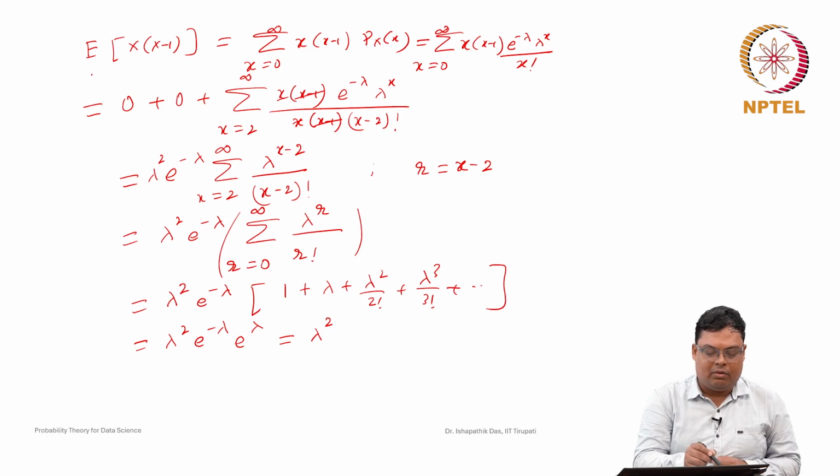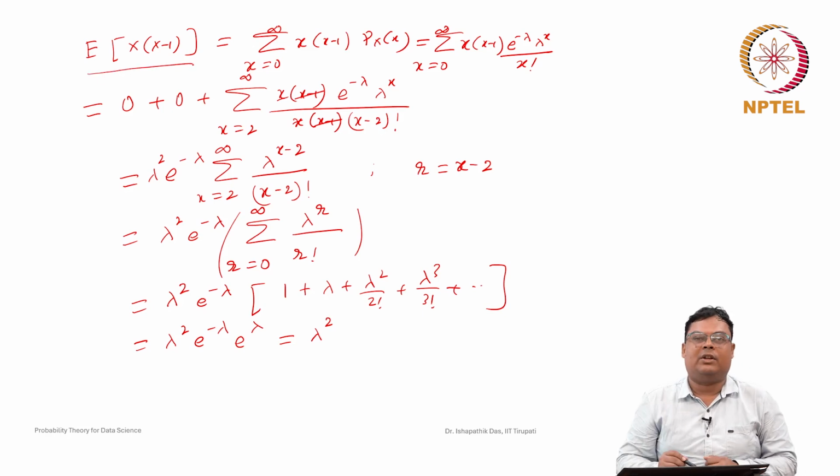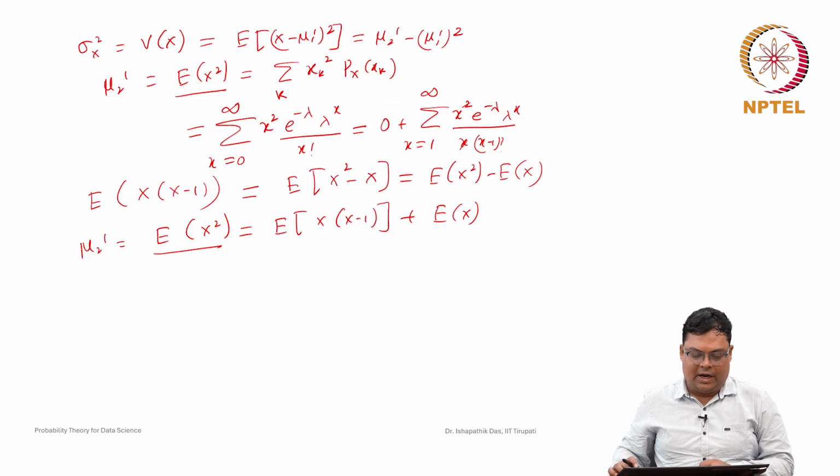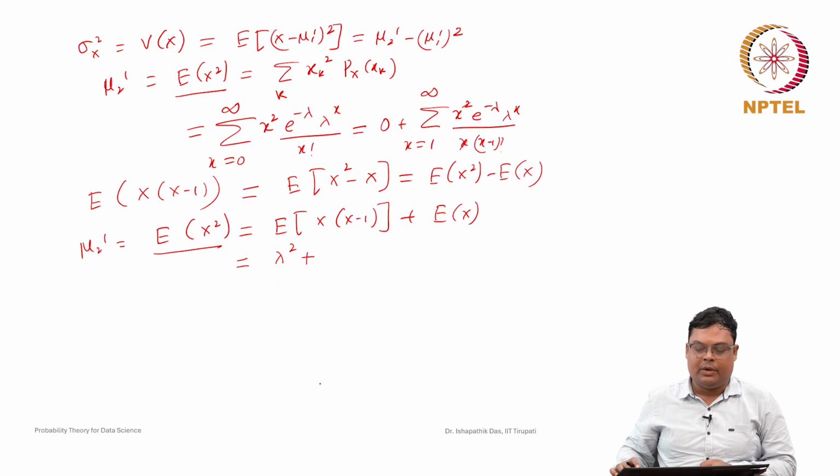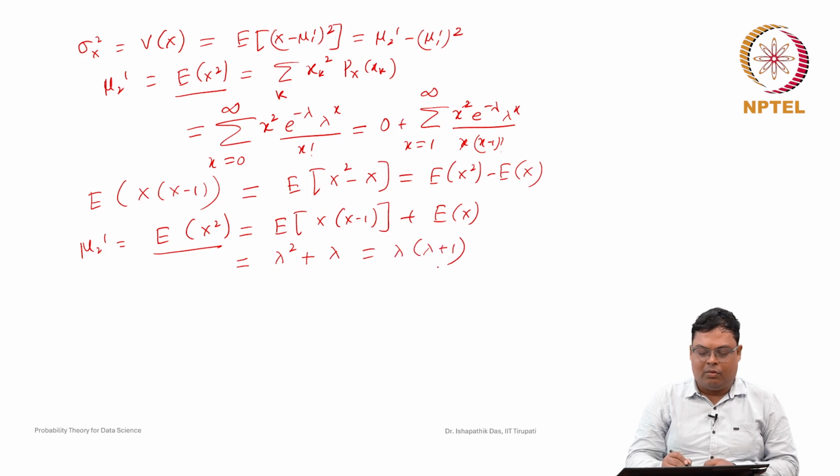So, the expected value of x into x minus 1, what we finally got, is equal to lambda square. Then mu 2 dash is lambda square plus the expected value of x, which we already found to be lambda. So, this is nothing but lambda into lambda plus 1, that is, mu 2 dash equals lambda square plus lambda.